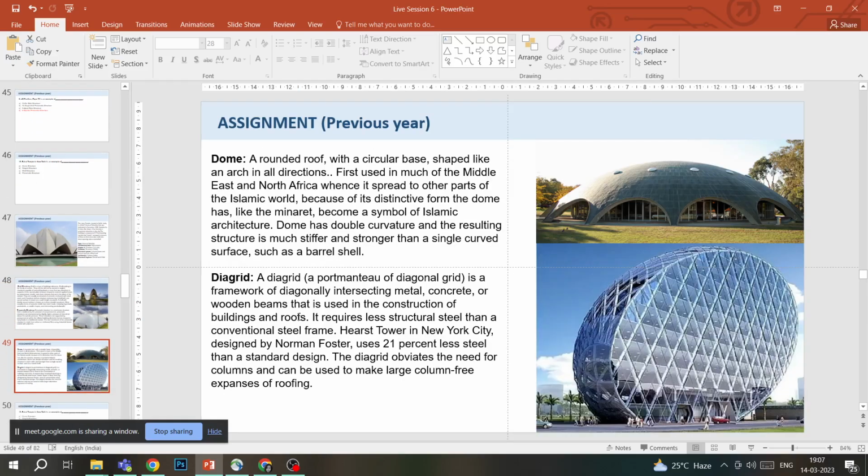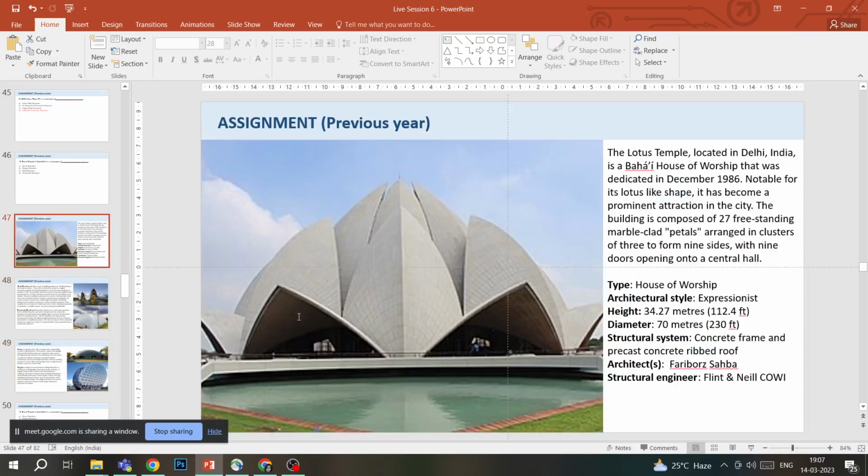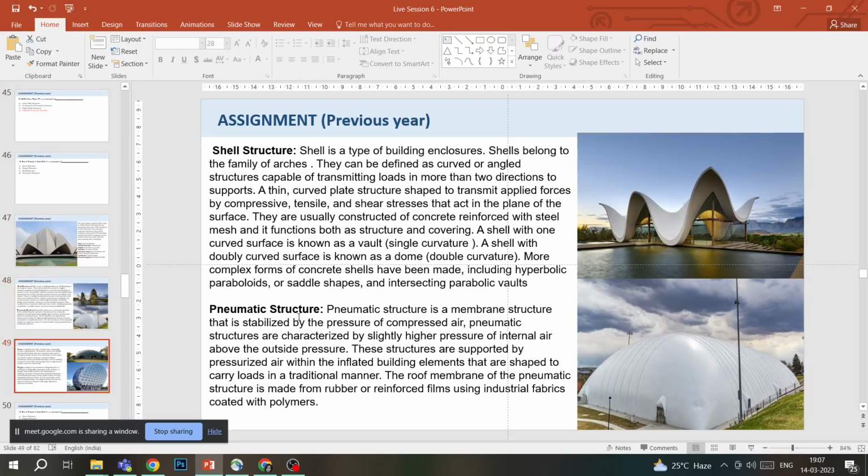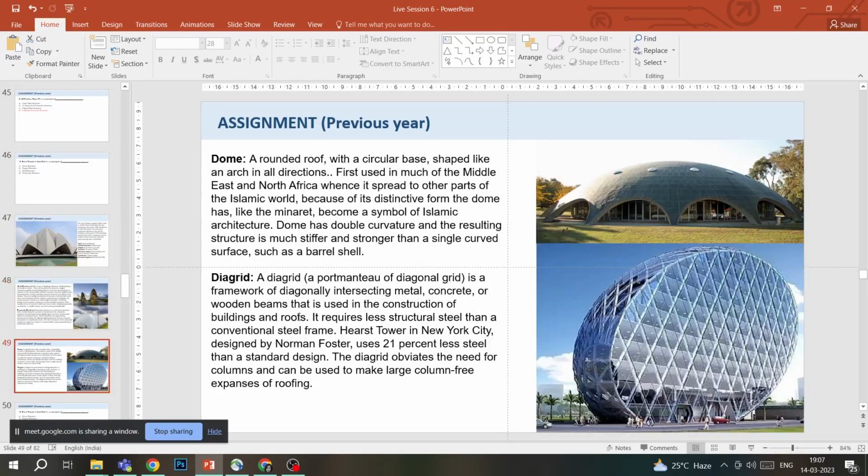Then dome, we just talked about also, that it's basically a double curvature shell, and it results in a much stiffer and stronger structure than a single curved surface. It is rounded, it has a circular base, it's shaped like an arch in all directions. And we also covered what a diagrid looks like. A diagrid is a diagonal grid.